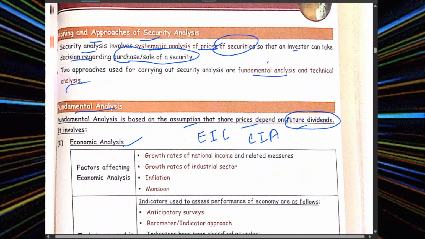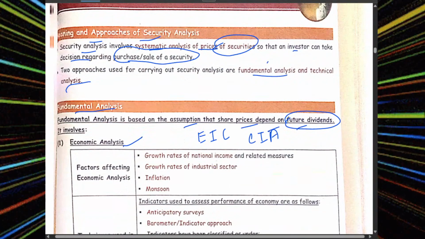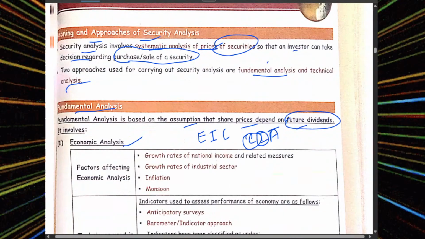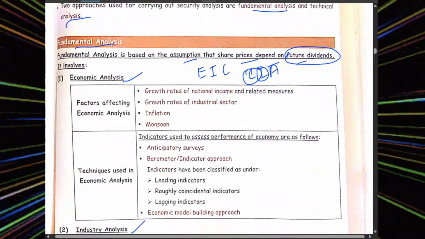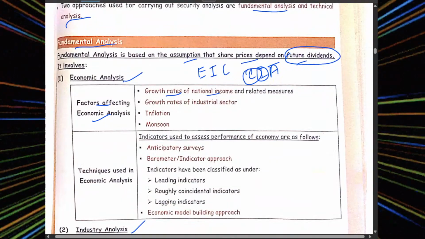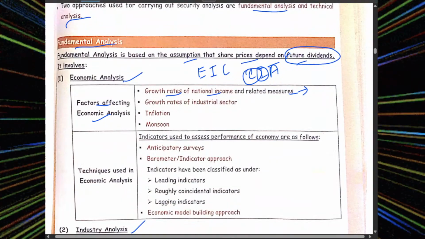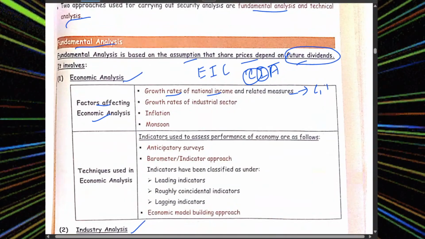CIE: Company, economy, industry. What is economic analysis? The factors affecting economic analysis are the growth rate of national income related measures, country inflation, and country's growth.